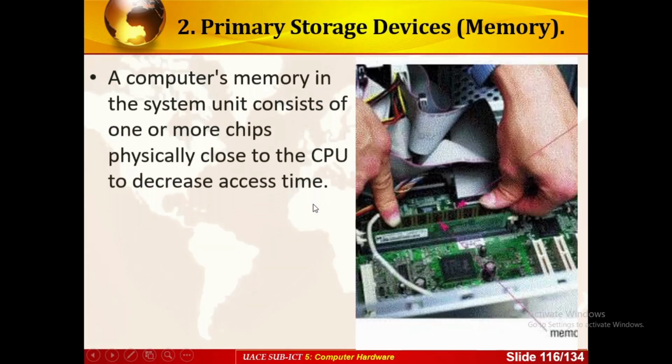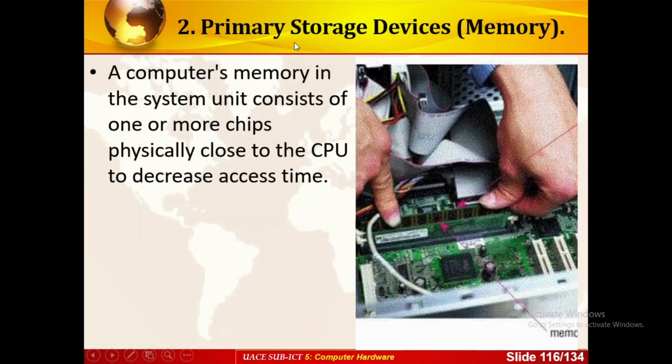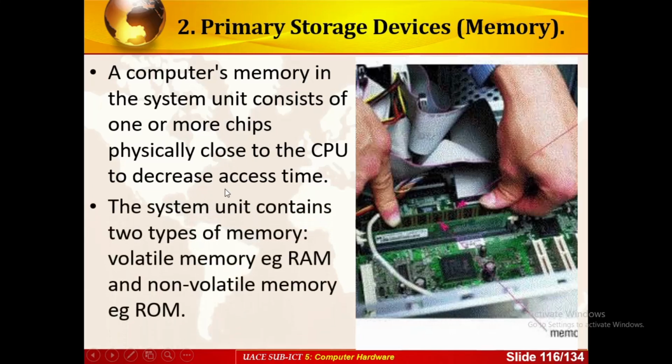Then when we talk about the primary storage devices, that's the second category of storage devices. The primary storage devices are called the memories. The computer's memory system consists of one or more chips which are controlled by the CPU. We have two types of memory: volatile, that is RAM, and non-volatile, that is ROM. We have the major types of memory, RAM and ROM.